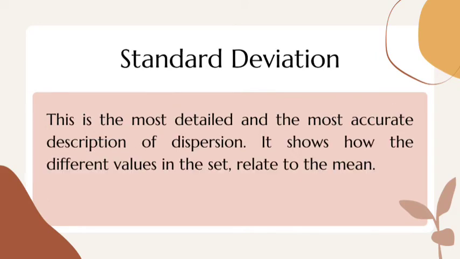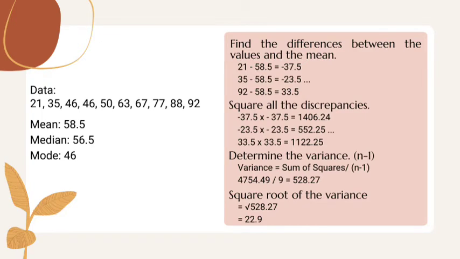In standard deviation, this is the most detailed and the most accurate description of the dispersion. This is because it shows how the different values in a set relate to the mean. So let us first look at our data. To compute the standard deviation, we first need to find the difference between the values and the mean. We have here 21 minus our mean, 58.5, is equal to negative 37.5. 35 minus 58.5 is equal to negative 23.5, and so on until our last value, which is 92 minus 58.5 is equal to 33.5.